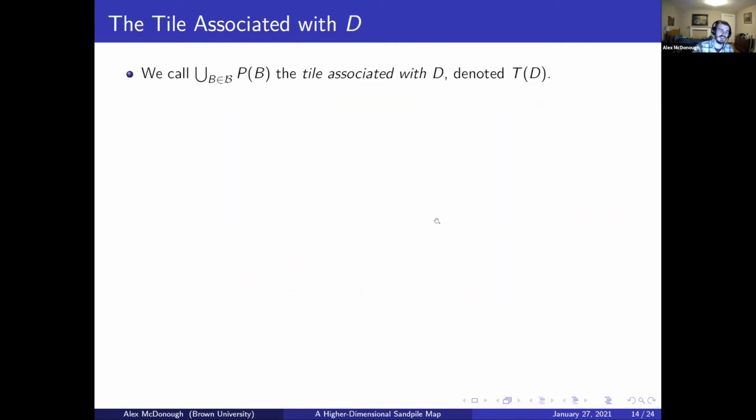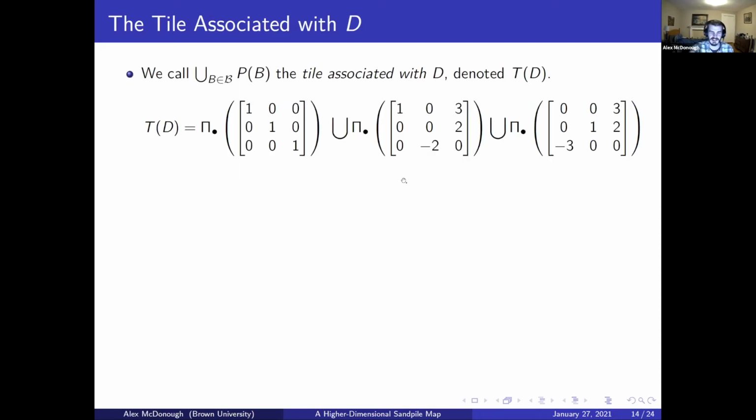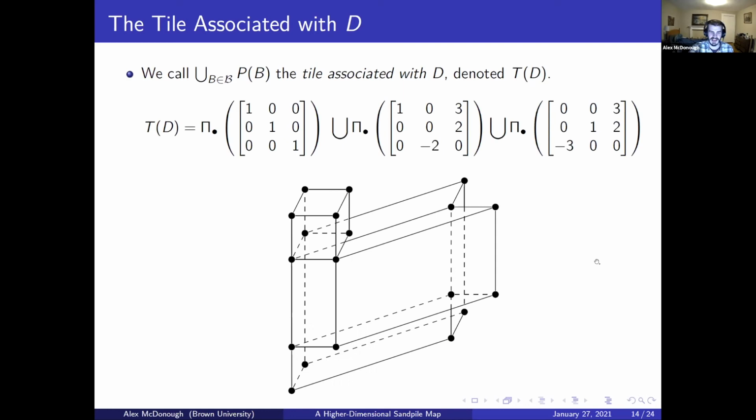So what are we going to do with these? We're going to take their union, and this is what I'm going to call the tile associated with D. It's these 3 parallelepipeds put together, and it's going to look like this. Actually, a friend of mine made me this for Christmas. So here is my tile associated with that particular matrix, and here's a drawing of it.